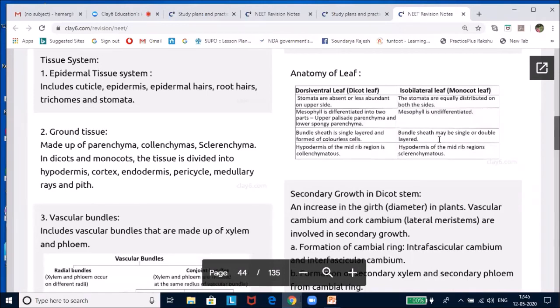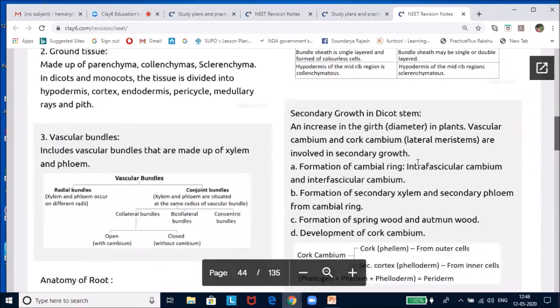Now bundle sheath may be single or double layered. Hypodermis of the midrib region is collenchymatous. Hypodermis of the midrib region is sclerenchymatous. Now with this we have completed the kinds of tissues. From tissues we have seen the organization in root, stem and the leaf of both dicot and monocot.